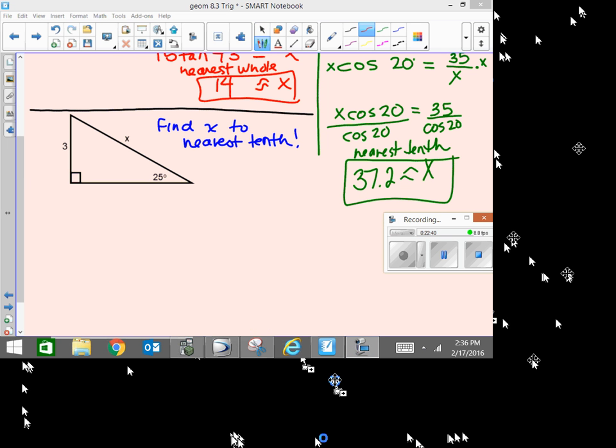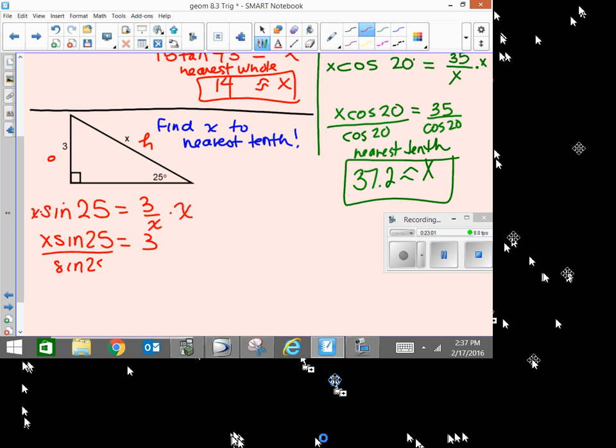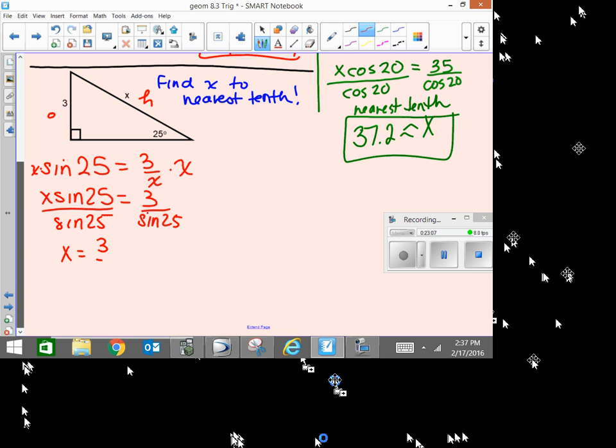If we're going to use 25, this would be opposite, right? And this is hypotenuse, so we're going to use sine. Sine of 25 equals 3 over x. Multiply both sides by x. Use good algebra skills, then you won't make a mistake. Sine of 25. Plug in, and what do we get? To the nearest tenth, 7.1. Okay? All right, let's find y here, however you want, on that same triangle.